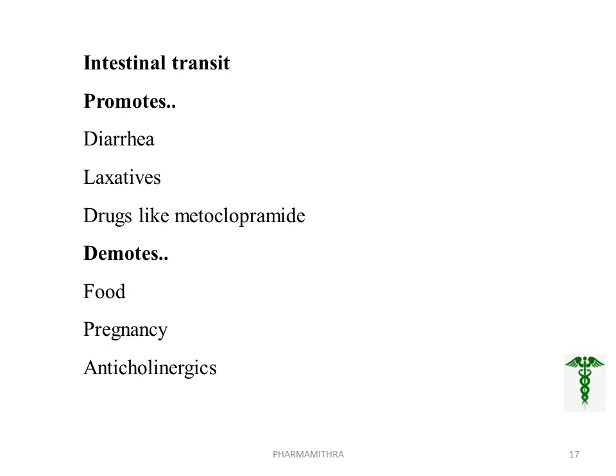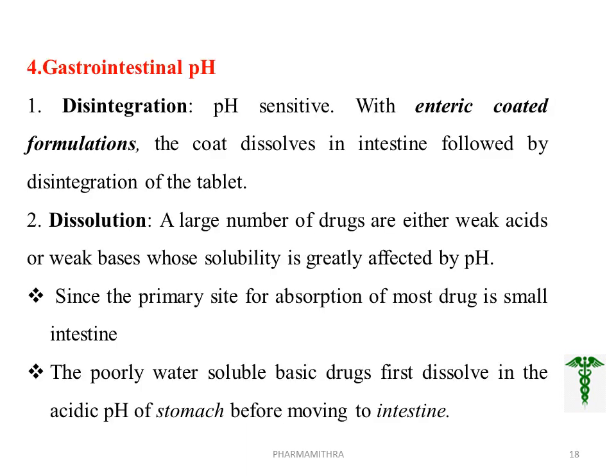That is, diarrhea and laxative drugs like metoclopramide promote intestinal transit, whereas food, pregnancy, and anticholinergics demote the intestinal transit. Fourth factor, gastrointestinal pH. That is, a 10 raised to 7 fold difference in the hydrogen concentration can be seen in the gastric and in colonic fluids. And the GI pH influences the drug absorption in many ways.